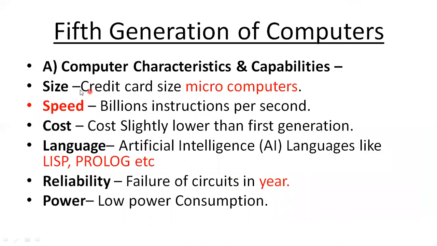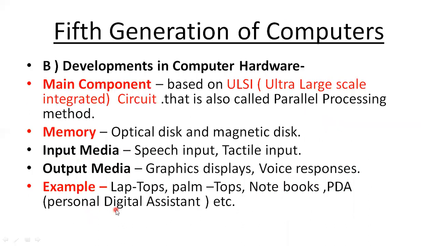Here, the size is credit card size, that means microcomputer. The speed is million instructions per second. Cost is much lower than the first generation, second generation, and third generation. And then languages used here are Lisp, Prolog. Reliability: failure is once a year. The power consumption is low. Similarly, the component here is an ultra large scale integrated circuit. That means this has parallel processing capability.